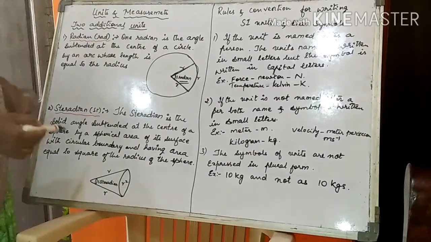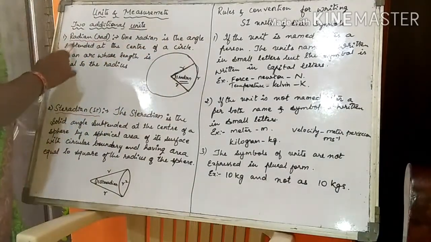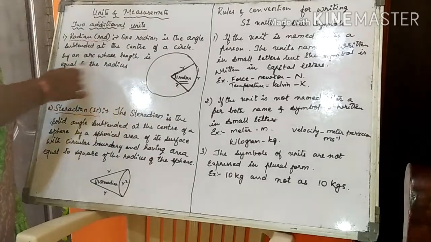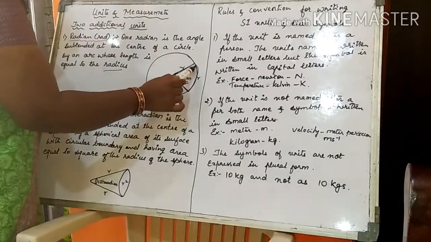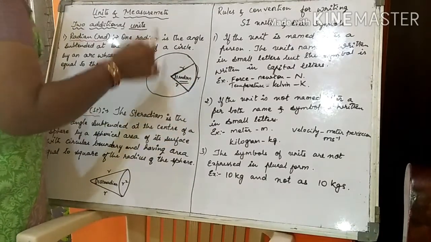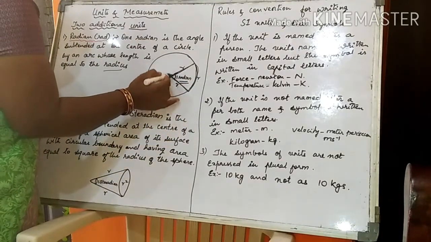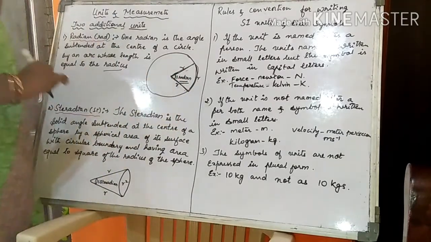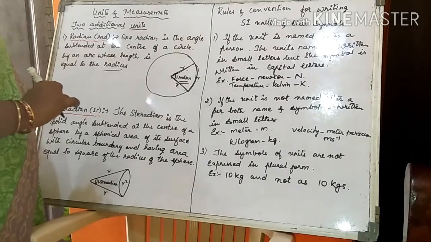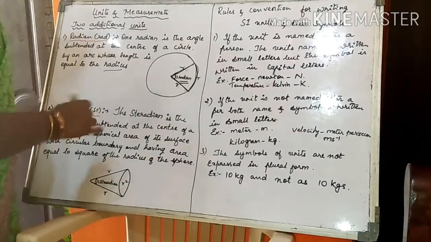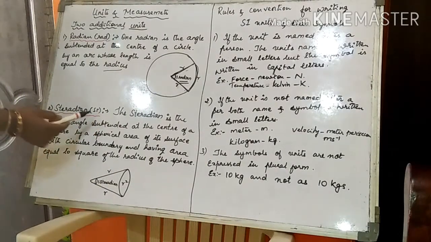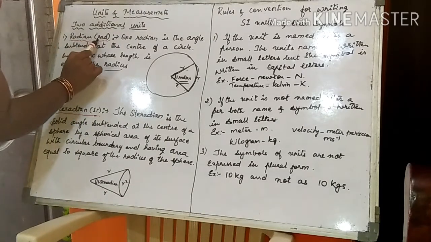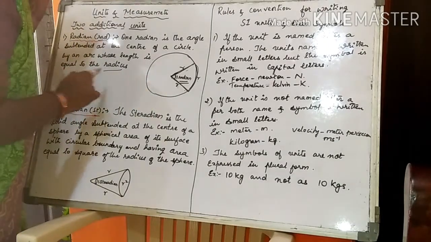Once more I'll repeat. 1 radian is the angle subtended at the center of a circle by an arc whose length is equal to the radius. So this arc length should be equal to the radius, and the angle subtended between these two radii will be equal to 1 radian. That is the definition for the radian. Now coming to the steradian, it is denoted as sr. For the radian we give the symbol rad.